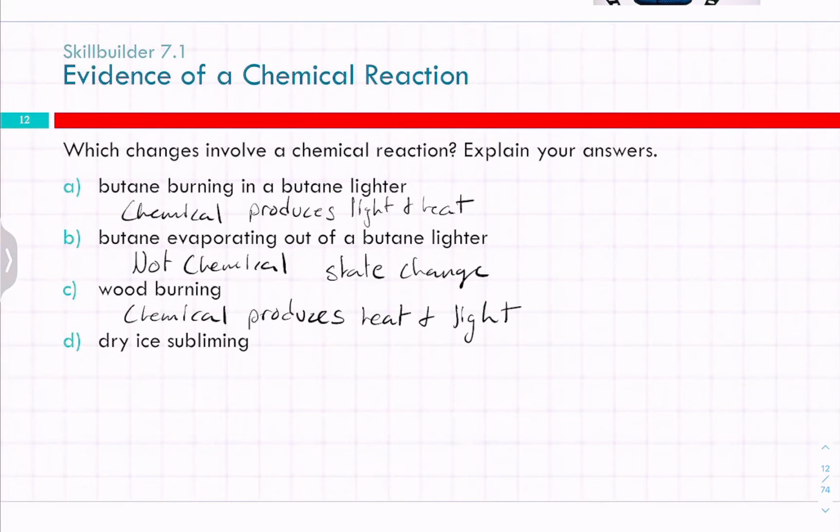Dry ice subliming. Oh, subliming means going straight from a solid to a gas. It's just a state change. Yeah, so it'd be a physical change. Physical, not chemical. It's a state change.